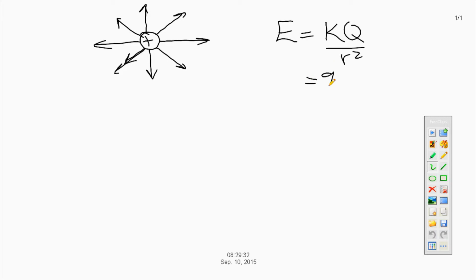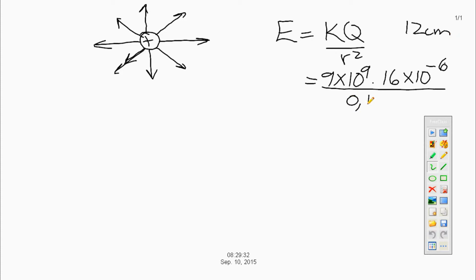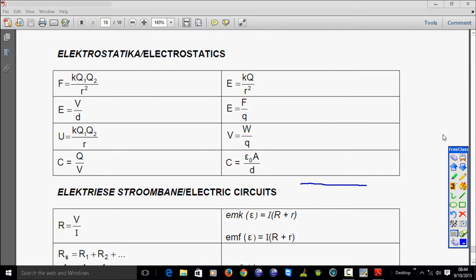K is given on your information sheet as 9 times 10 to the power of 9. It's that constant. Q is 16, but microcoulomb we need to change it into coulomb, times 10 to the power of minus 6, and the distance is 12 centimeters, and if we change that into meters, we divide by 100, 0.12 squared. That will give us 1 times 10 to the power of 7 Newton per coulomb. Good. Next question.